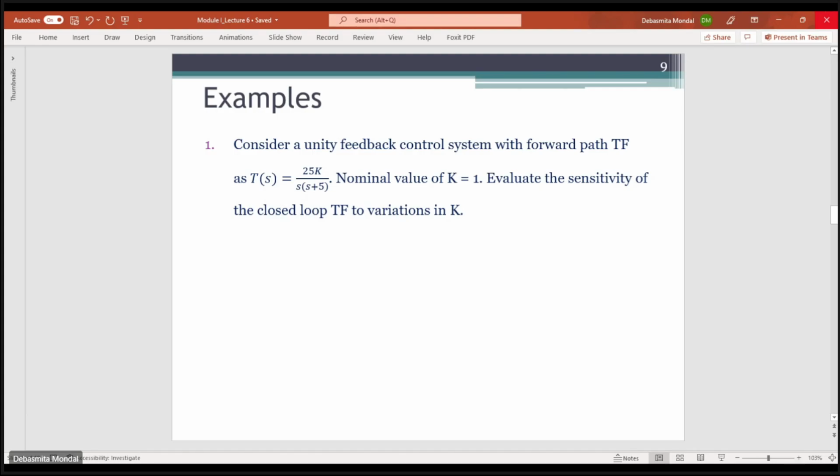Can anyone tell me how you would proceed to solve this problem? What will be the first step? Anyone?